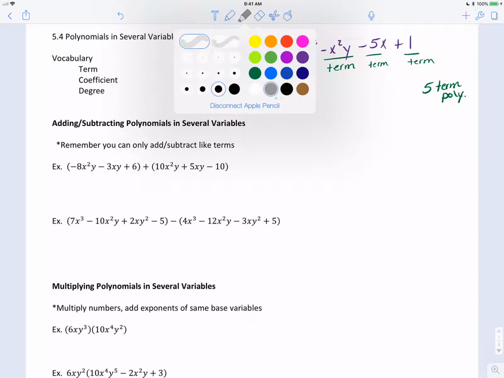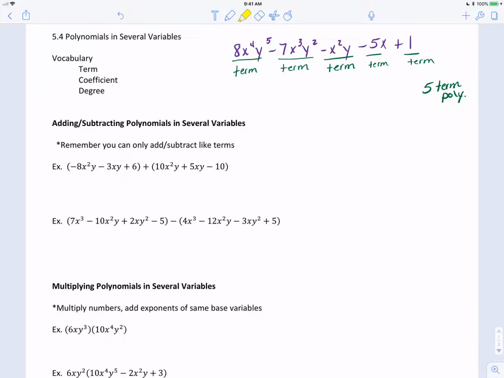Let me do that in a highlighter. So in this case, the coefficient is the 8. The coefficient here is a negative 7. The coefficient here would be a negative 1. The coefficient on this term is a negative 5. And then the 1 is just a constant.